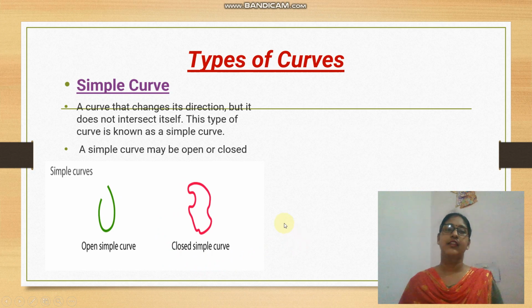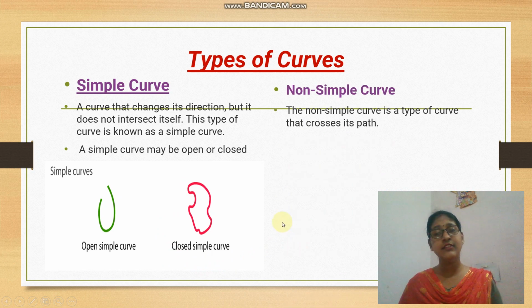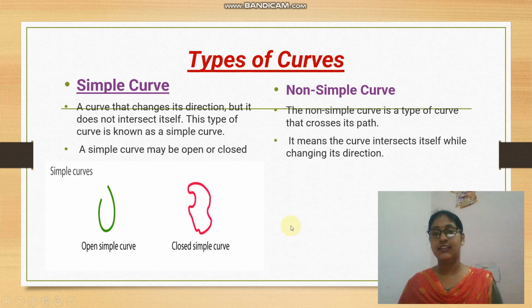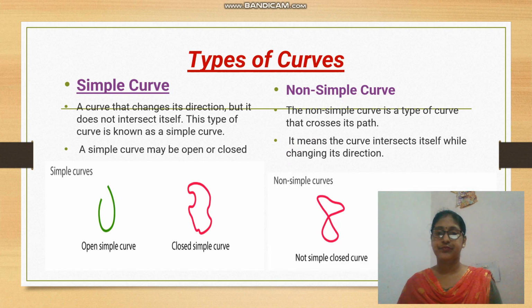Our next type is the non-simple curve. A non-simple curve is a type of curve that crosses its path, meaning it intersects itself while it changes direction. Okay? And this is a figure of a non-simple closed curve.